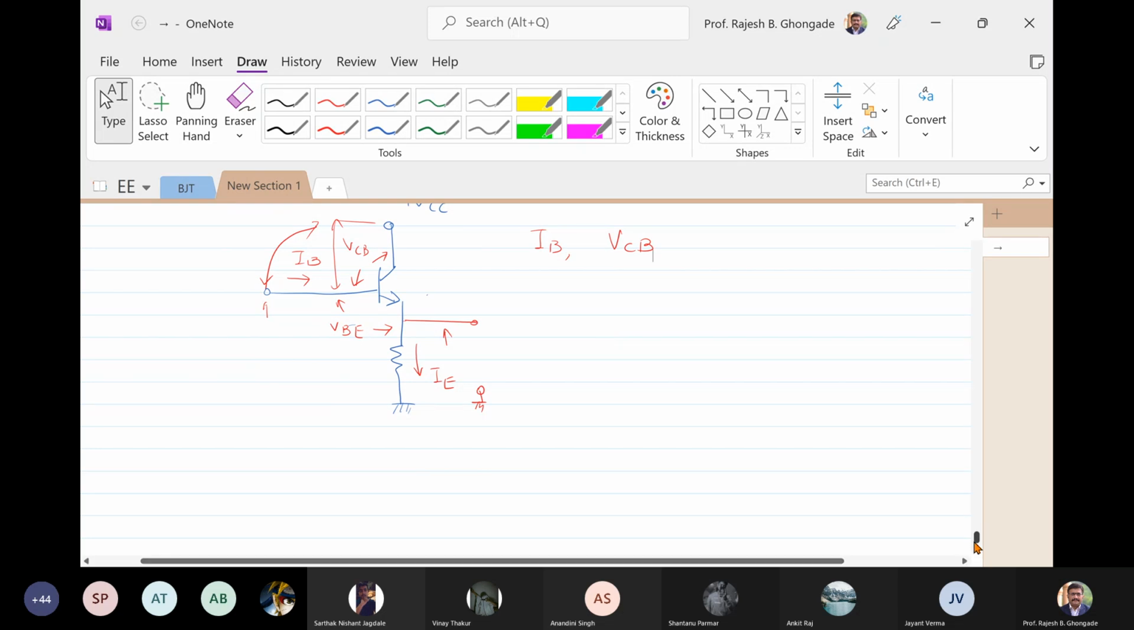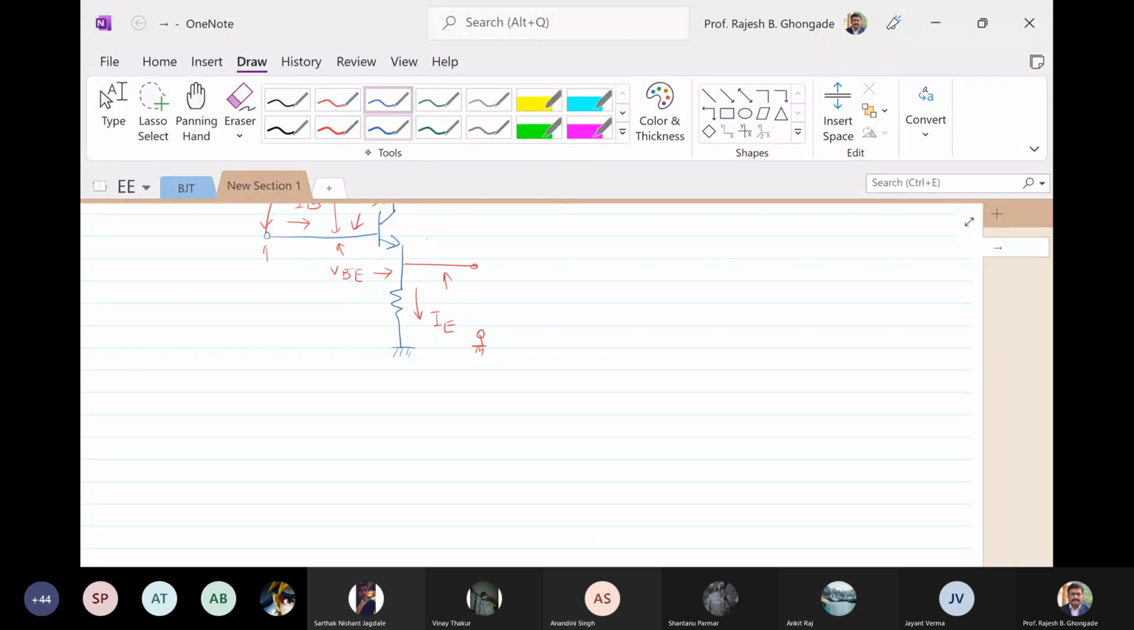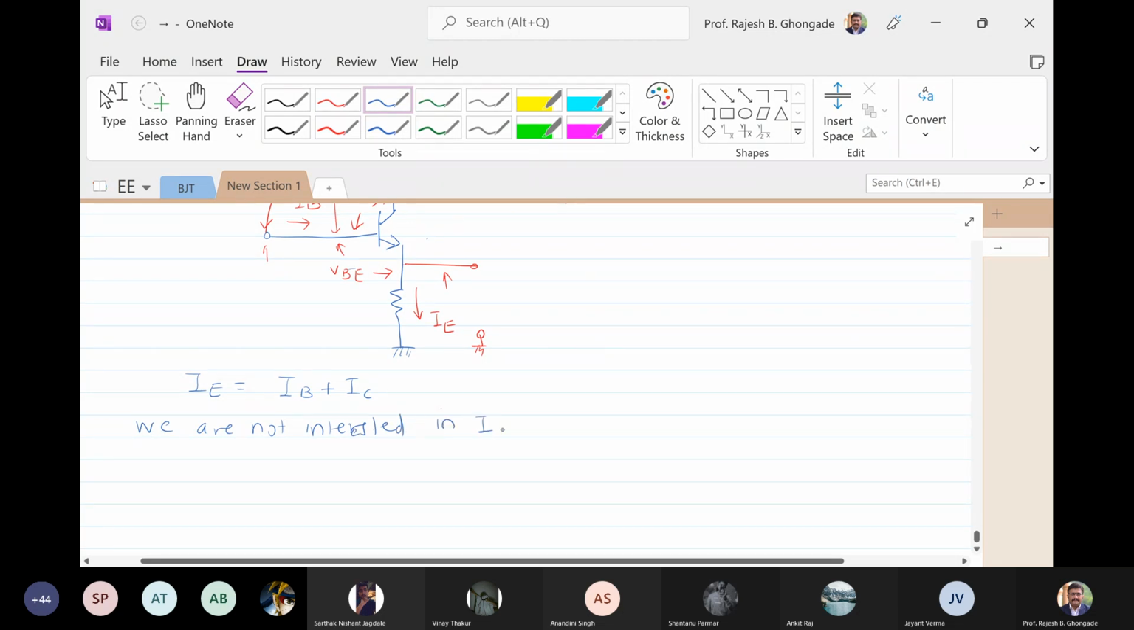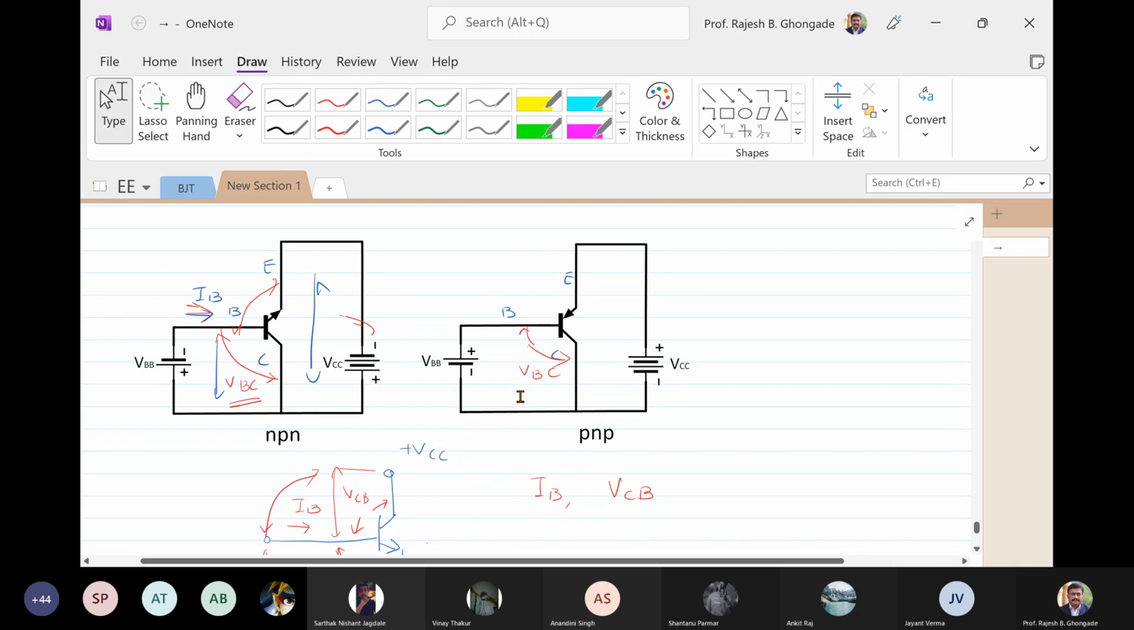Okay, let us find out the relationship between current and voltages like what we have done earlier. So current relations in common collector configuration, we have, starting with, again, IE is equal to IB plus IC. That is a starting point. Now we are not interested in IC. Why? Because what is your output current?